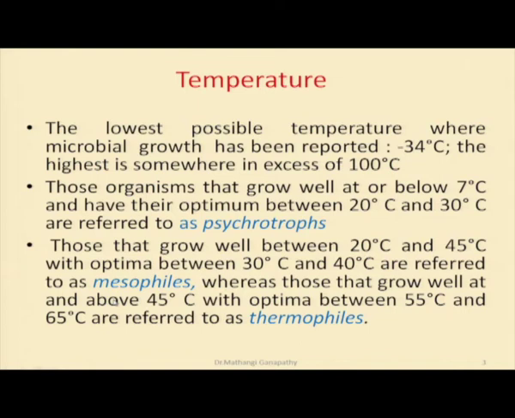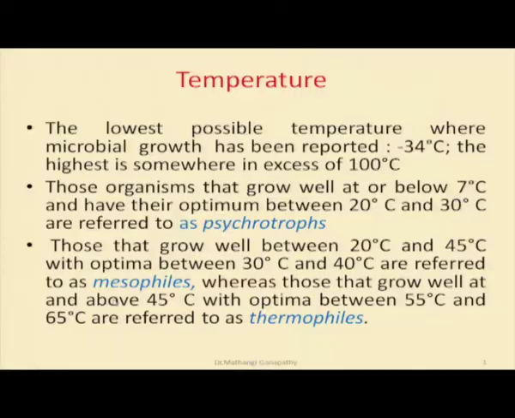For example, one category of organisms is called psychrotrophs. These have an optimum growth range between 20 degrees centigrade and 30 degrees centigrade, but they can also grow at or even below 7 degrees centigrade. So, these we call psychrotrophs.